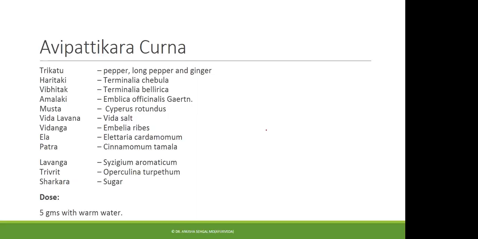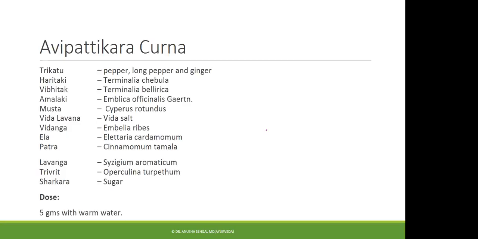Avipatikara Churna actually probably should not be used in conditions of Pittaja Arśas and Raktaja Arśas. It is better to be used for Vātaja and Kaphaja Arśas, which again seems contradictory because Avipatikara Churna is typically used for Pitta. In this condition, you do not want to do that, because in this condition, it's not really going to help it. Because of the extreme heat exhibited by this formula, it will actually just make the Pittaja and Raktaja Arśas worse. Okay?